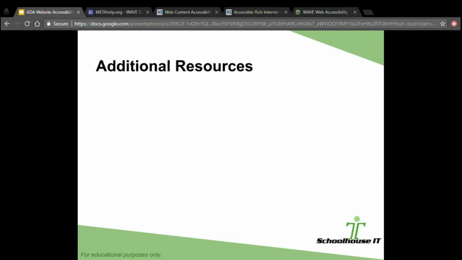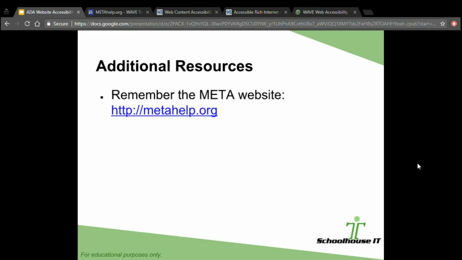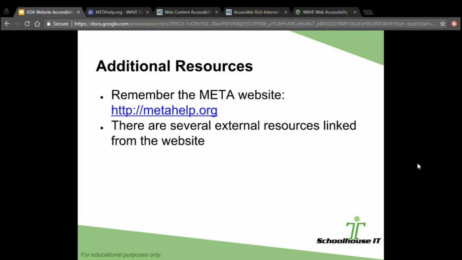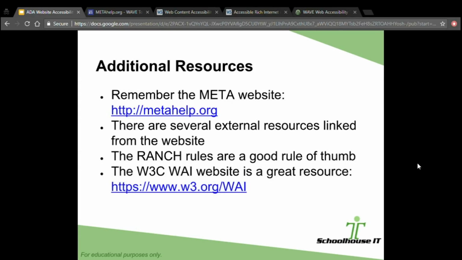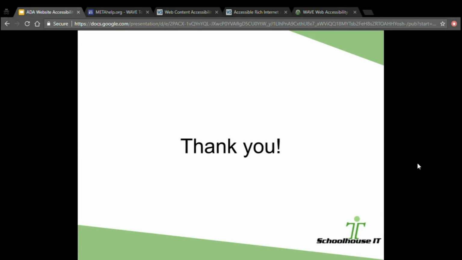In conclusion, please remember to check out the metahelp.org website. There are several other resources linked from that website for your review. The RANCH rules are a good rule of thumb, as are the WCAG 2.0 guidelines and ARIA styles. These guidelines do not define accessibility. The Web Accessibility Initiative is a great and open resource, and please share your experiences with others.